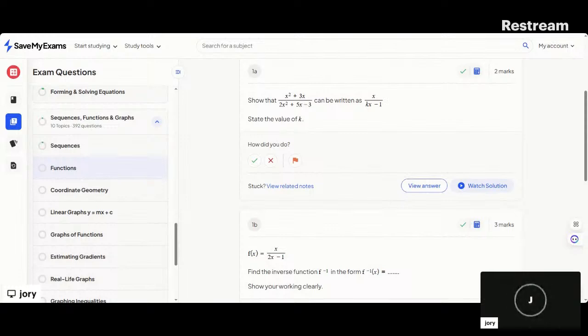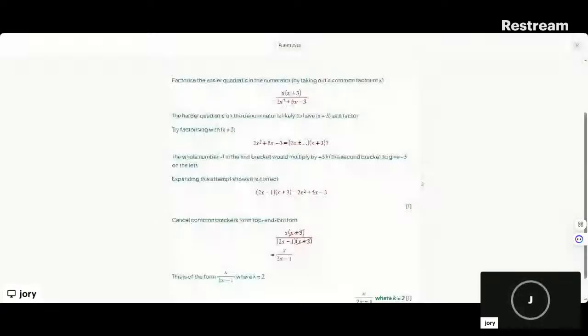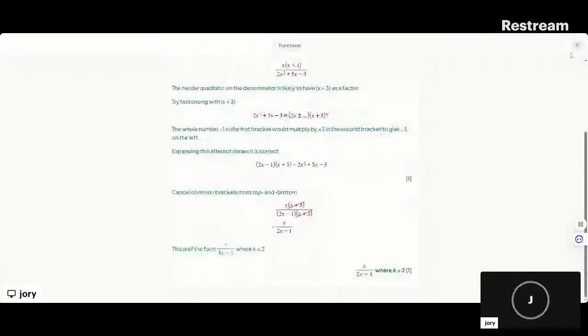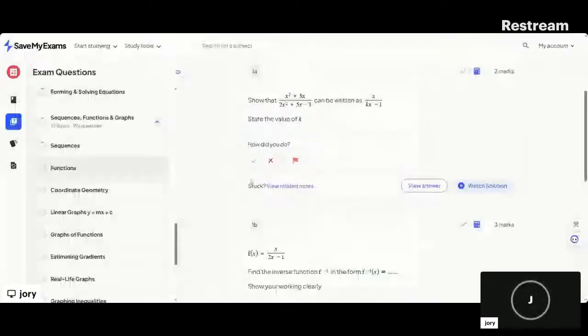It's 2, 5, negative 3. And I'm gonna get 2x minus 1 times x plus 3. And then I'm gonna factor the top, which is gonna be x and x plus 3. Cancel them both. It's gonna be 2. K is 2. Okay, that's easier than I expected. That's nice.